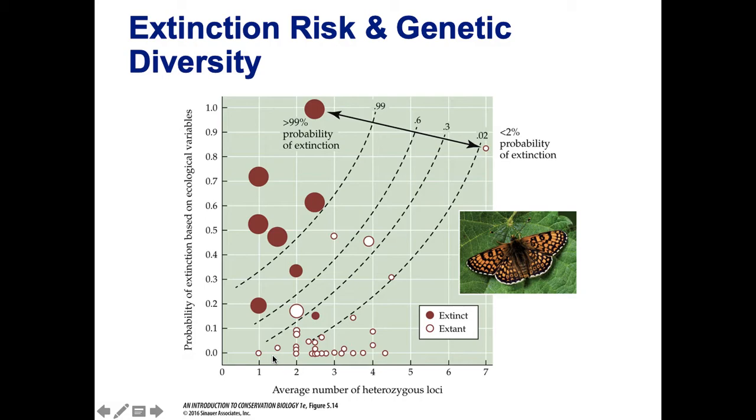And you can see here that there was about a 0.02 probability, so less than 2% probability of extinction here for certain numbers of heterozygous loci. And we see that populations that had lower amounts of heterozygosity had higher probability of extinction, where you got down here where they had higher numbers of heterozygous loci, you get lower extinction probabilities.